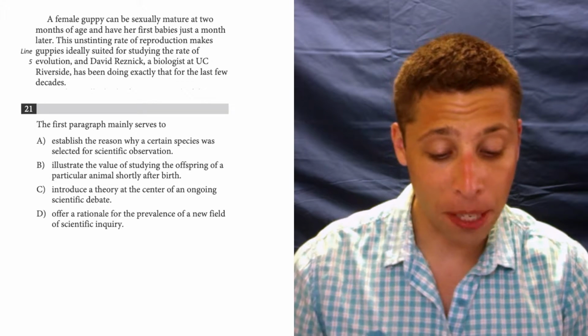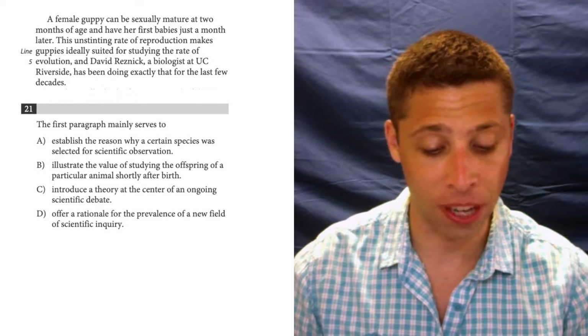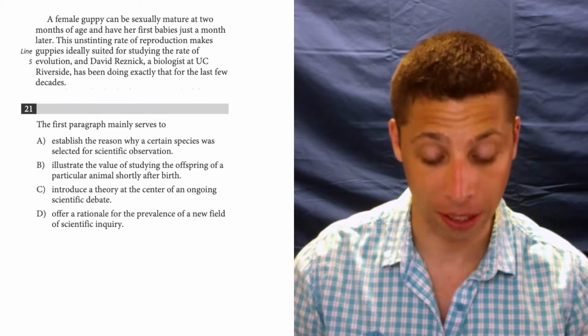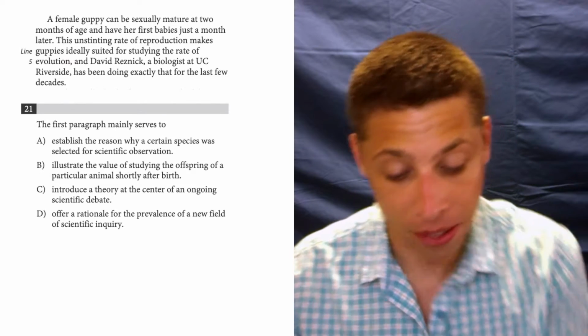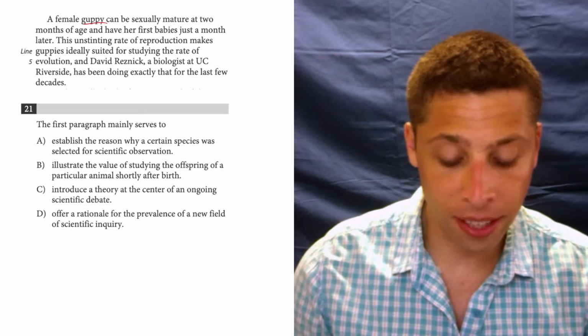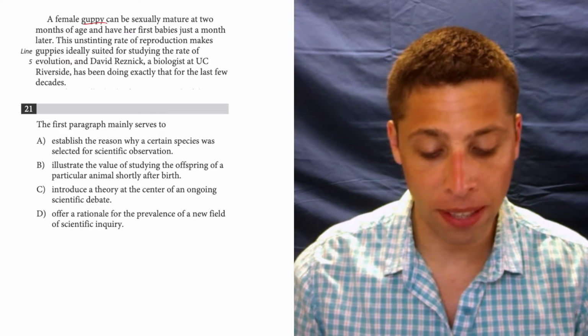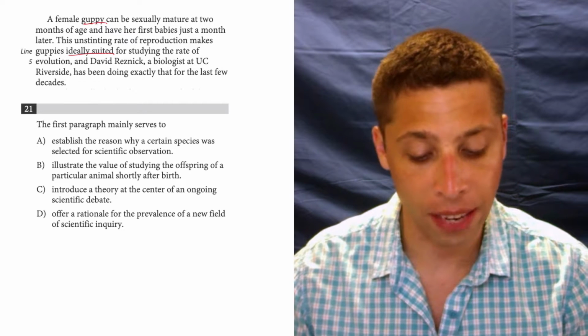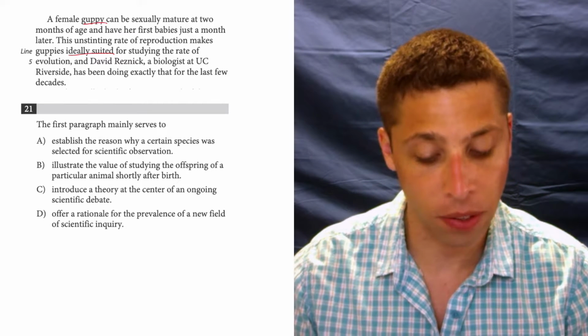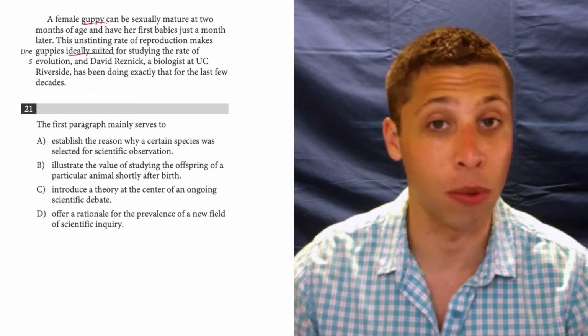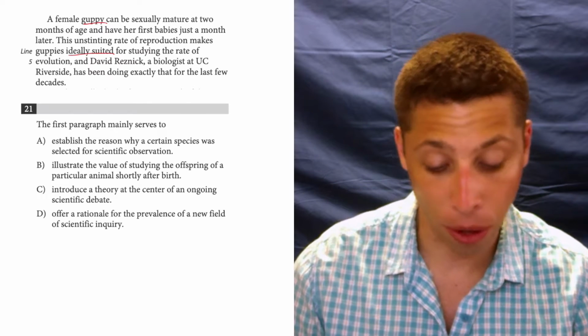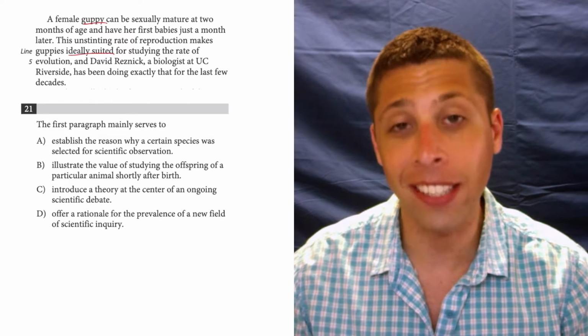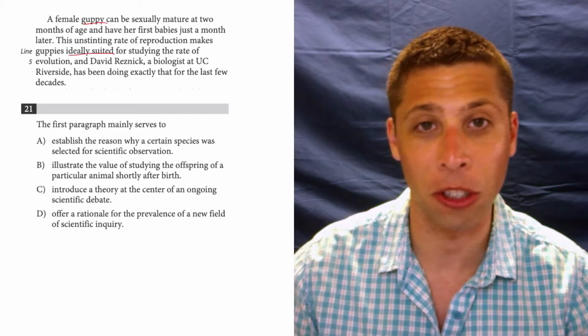A female guppy can be sexually mature at 2 months of age and have her first babies just a month later. Great, so it's about guppies. The unstinting rate of reproduction makes guppies ideally suited for studying the rate of evolution, and David Resnick, a biologist at UC Riverside, has been doing exactly that for the last few decades. So okay, I underlined 3 words there? That's all I need to kind of get a dumb summary of what's going on.